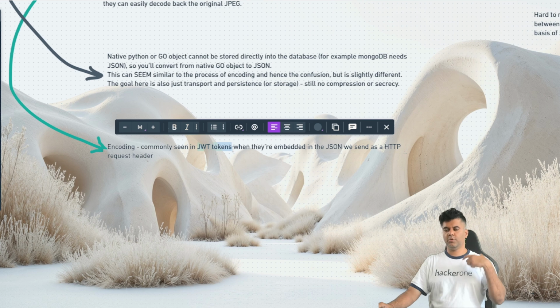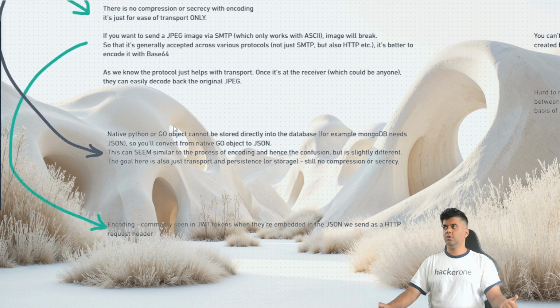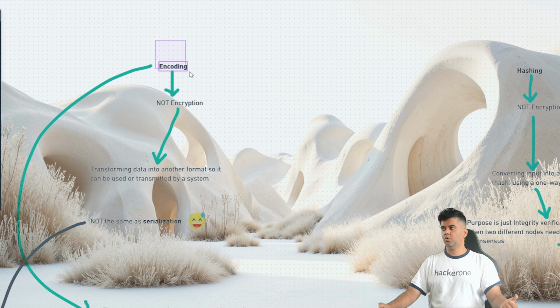So when you are supposed to log into something, after you've logged in, you have to pass this JWT token every single time to indicate that you're logged in and you have this token to access these APIs. And this is how they look embedded in JSON. And we send them as an HTTP request header, right? This kind of a JWT token. So this is what encoding actually looks like.